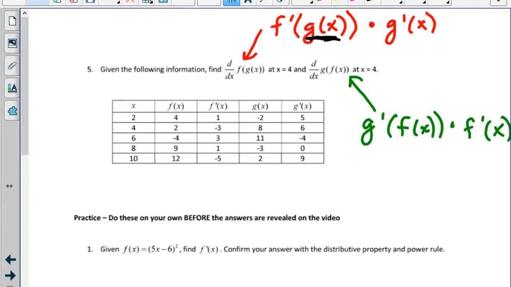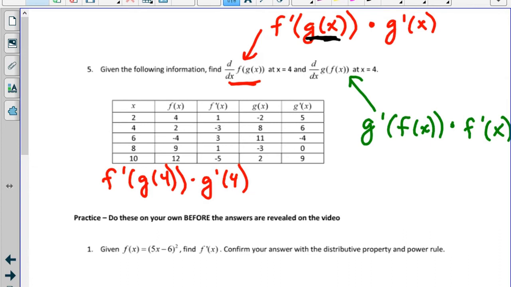Now all of these things are located at 4, so we have to make sure that we substitute 4 into everything. So f prime of g of 4 times g prime of 4, that's for this one.